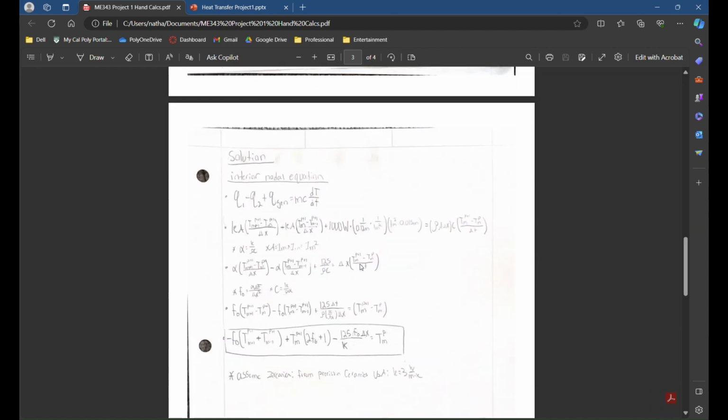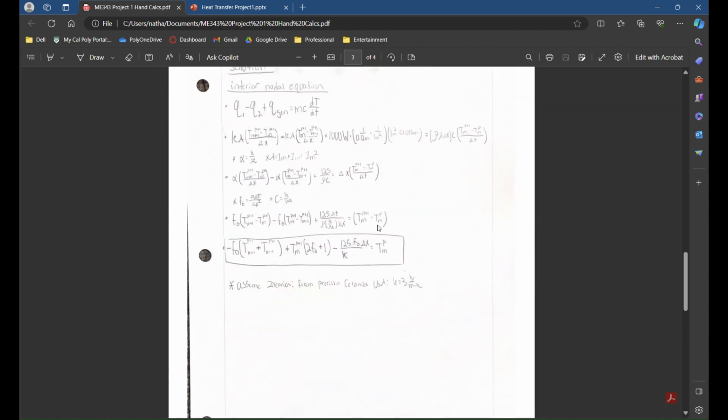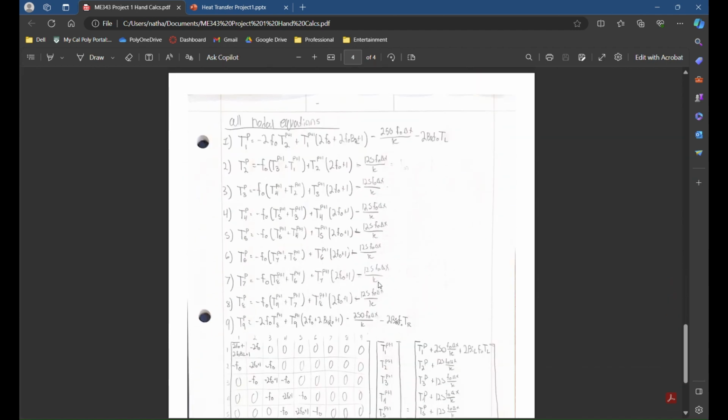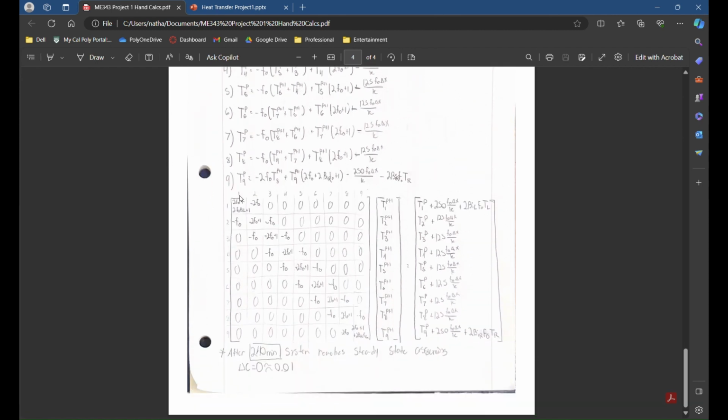Did the same thing for the interior node. Same little derivation right there. And then here I was able to write out all the equations for all 9 nodes. And then from there I was able to convert it into a matrix, and then plug it into this Excel right here.